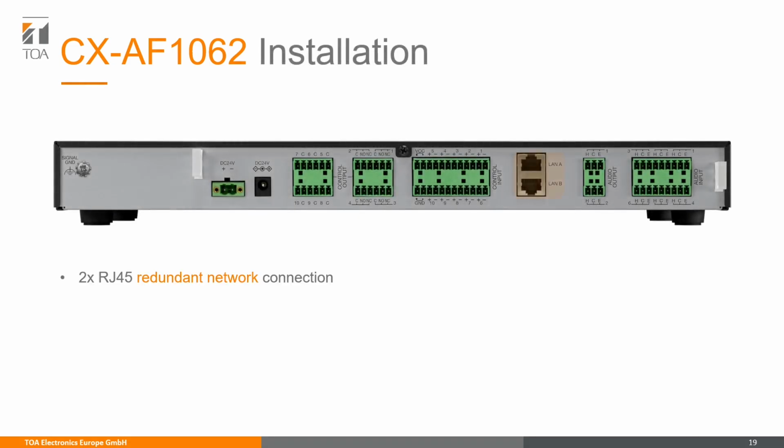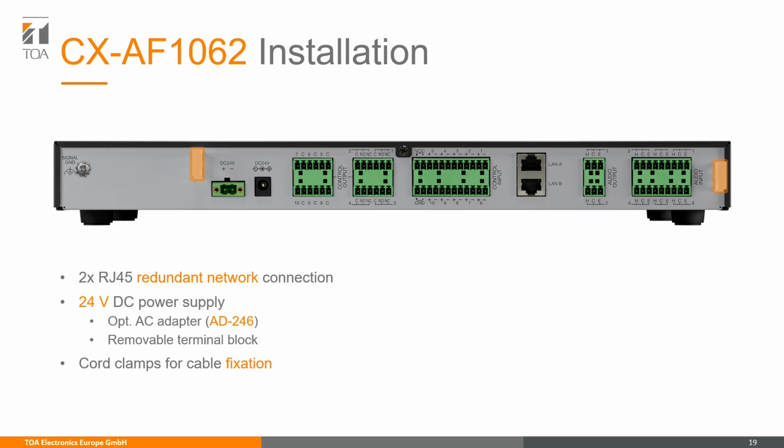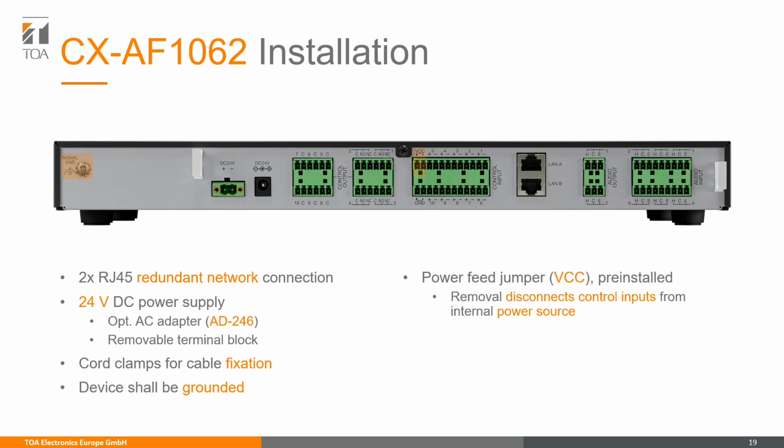Talking about the installation of the product, we have again 2 RJ45 ports for a redundant network connection. The device requires 24-volt DC power supply via an AC adapter like the 8246 or by another source via terminal block. Also returning are the cord clamps for cable fixation, and again keep in mind to ground the device. Just like the amplifiers, the device provides the power feed jumper and the isolation jumper that can be removed to reduce noise on the audio lines.